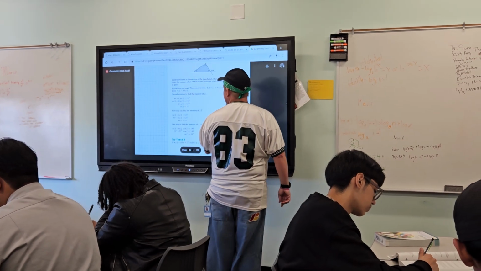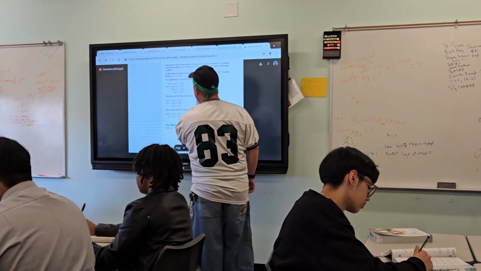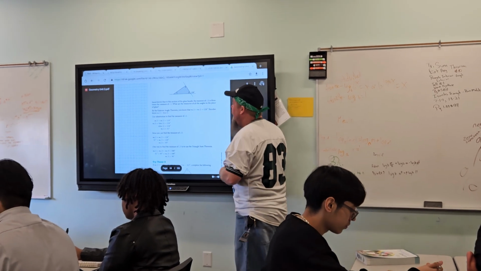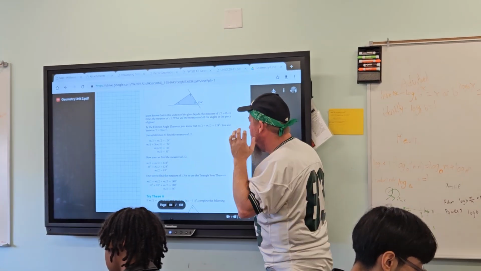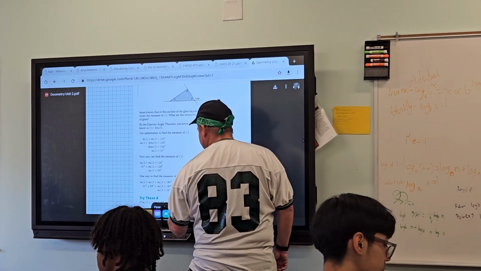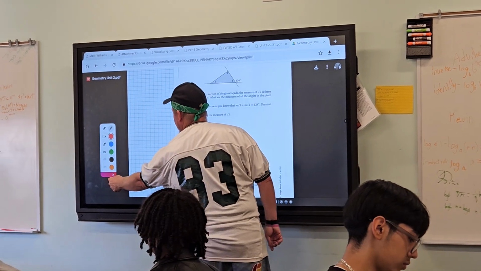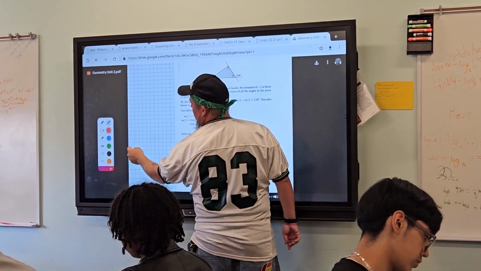So this is on page 184 in your textbook if you want to follow along. Here we have the drawing, and we've got angles 1, 2, and 3. The exterior angle is 124. And so we know that the vocabulary word here is remote interior angles. These two angles over here are called remote interior angles.